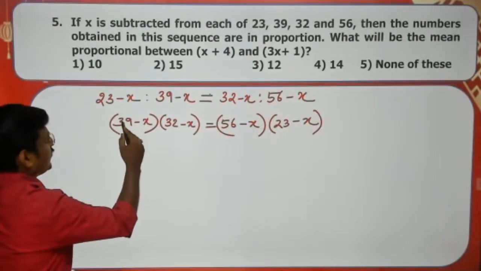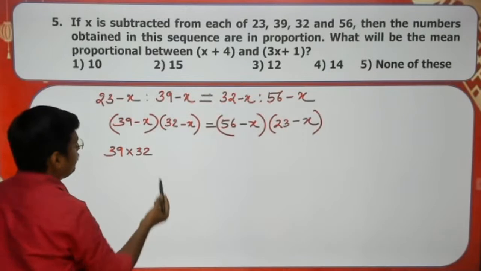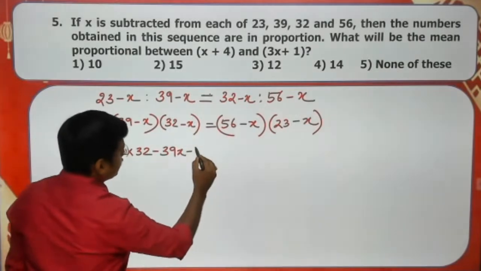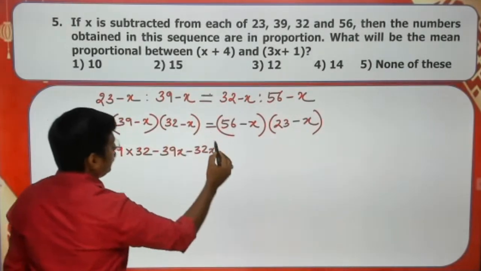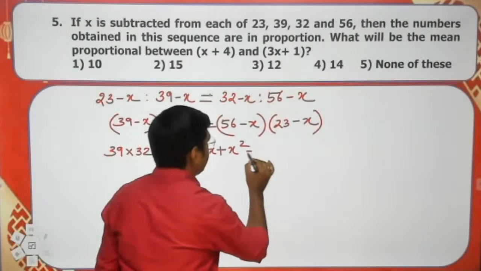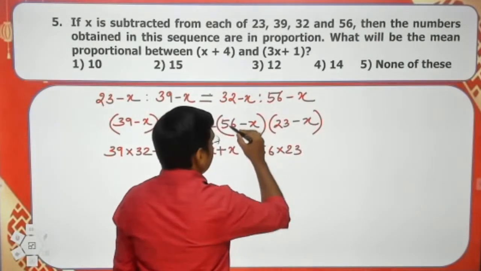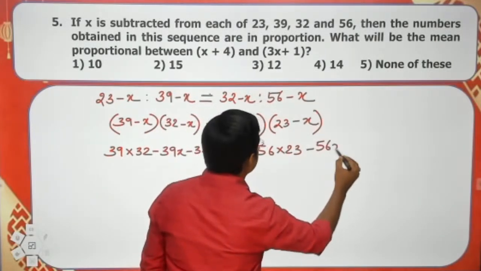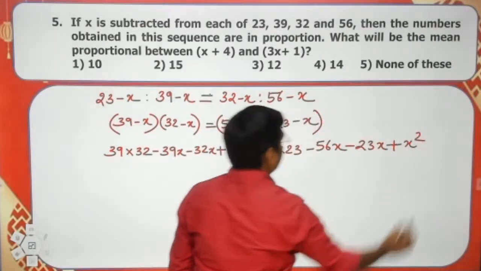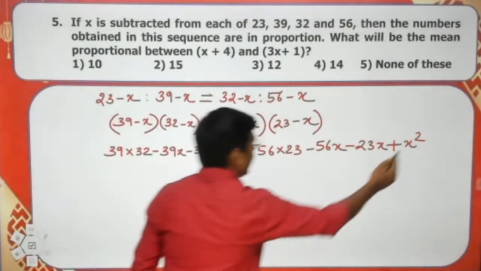On solving, 39 into 32, not solving this first. After that, minus 39x minus 32x plus x square, correct? Because minus into minus is plus, x into x, x square, which is equal to, here also 56 into 23, I'm not solving this, minus 56x minus 23x plus x square. After that, I am arranging this, that is, we can cancel this plus x square and plus x square on both sides.